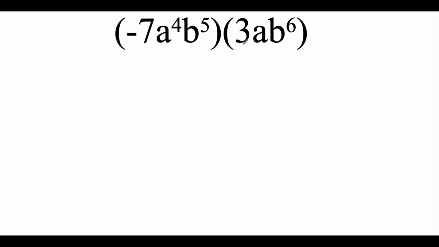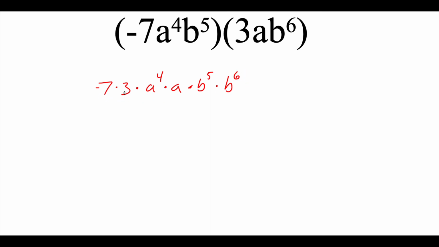I'm still going to take these numbers and move them out to the front. So it's going to be negative 7 times 3. Now we're going to go in alphabetical order. So I'm going to do the a's first. So we've got a to the fourth times just a regular a, and then we'll deal with those b's secondly. So b to the fifth times b to the sixth.